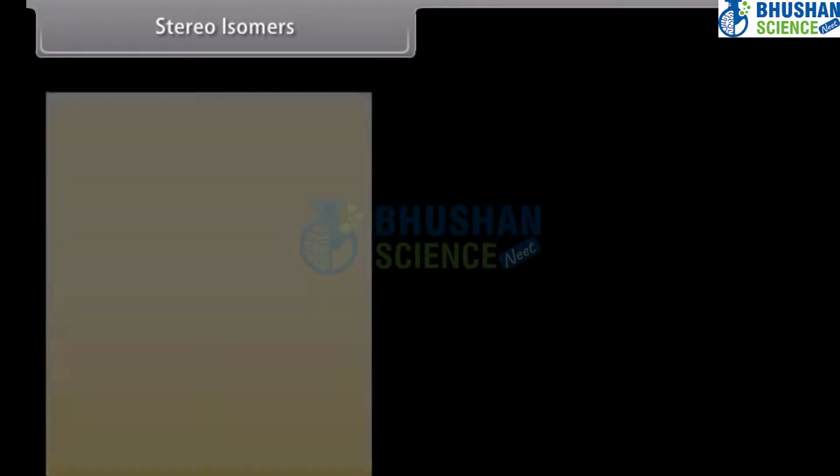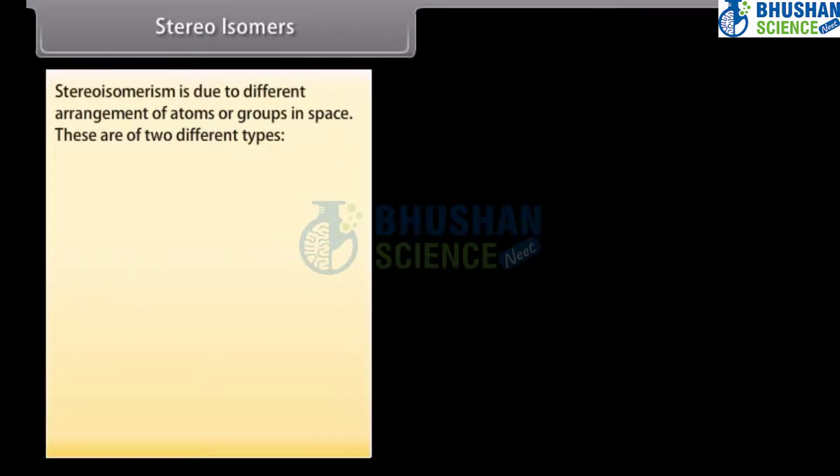Stereoisomers. Stereoisomerism is due to different arrangement of atoms or groups in space. These are of two different types.